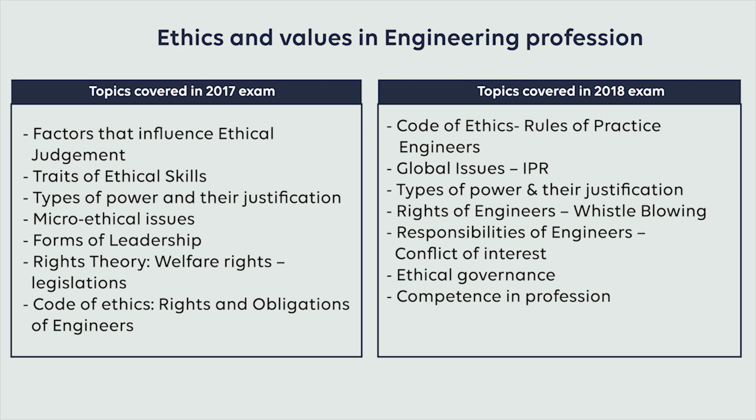And if you look at 2018, this year's exam, we had questions from code of ethics, global issues, types of power and their justification, rights of engineers, whistleblowing, responsibilities of engineers, conflict of interest, ethical governance, competence in profession, and so on. So these are from where the questions have been asked. I hope now you have clarity about these 10 topics and the analysis of where these questions have come from for the exam in 2017 and 18.